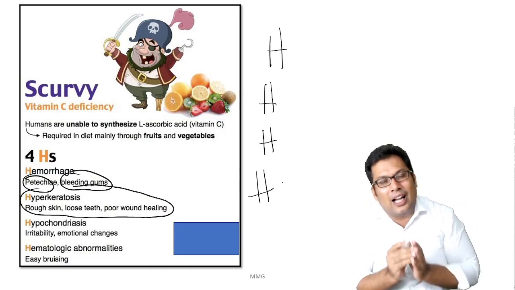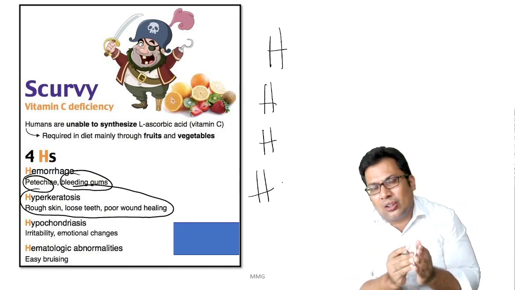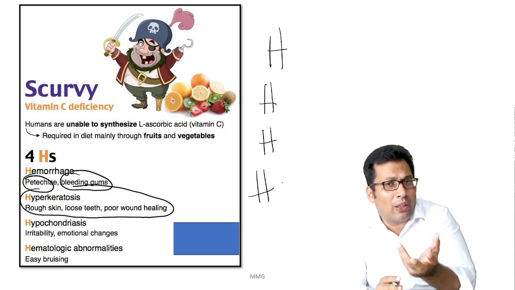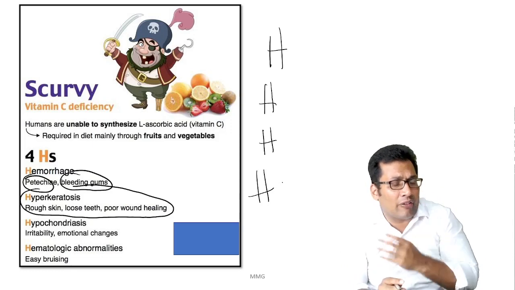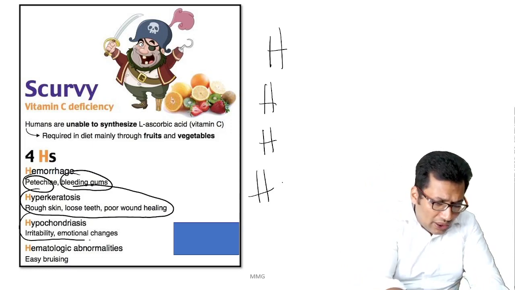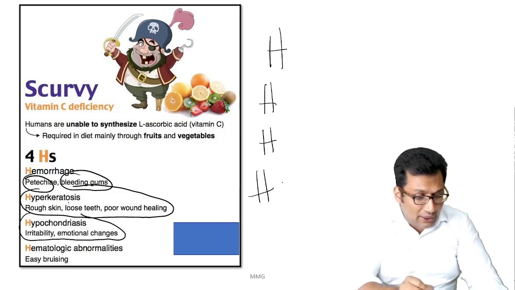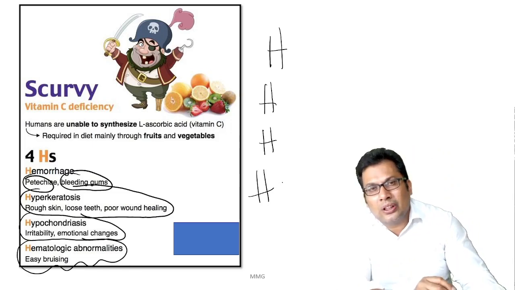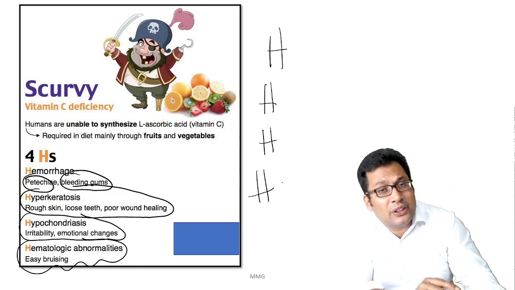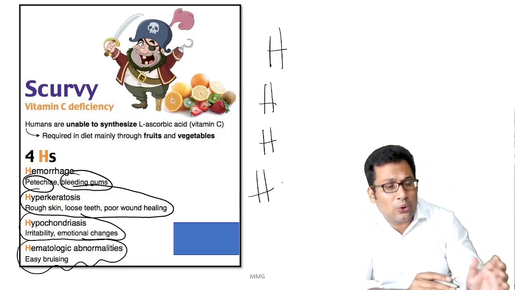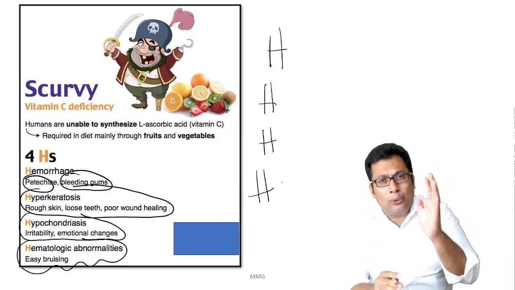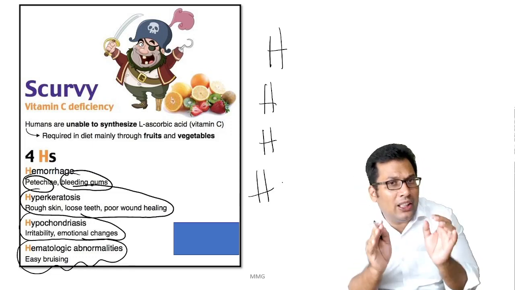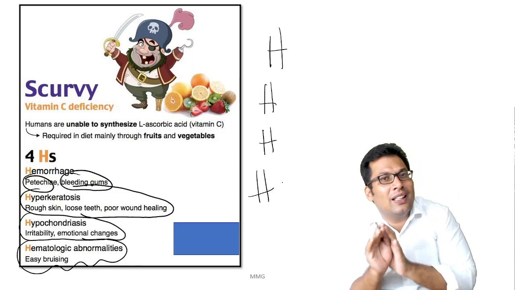Hyperkeratosis, rough skin, loose teeth, poor wound healing. In wound healing we require vitamin C, which is affected in scurvy. Hypochondriasis, there can be emotional changes, irritability. Then hematological abnormalities, easy bruising. Easy bruising with minor trauma is also a feature of scurvy. So the mnemonic is ASCORBATE for functions and 4H for scurvy. The 4D we discussed yesterday is for niacin deficiency.